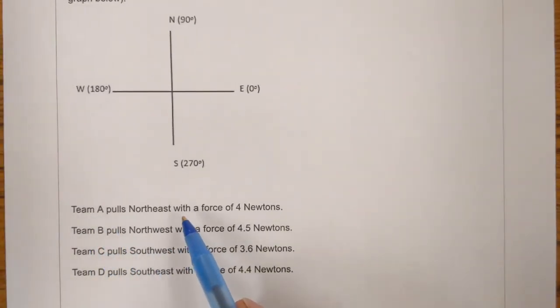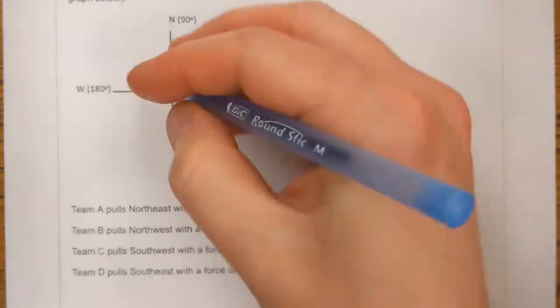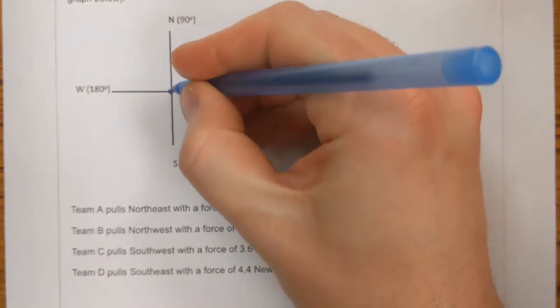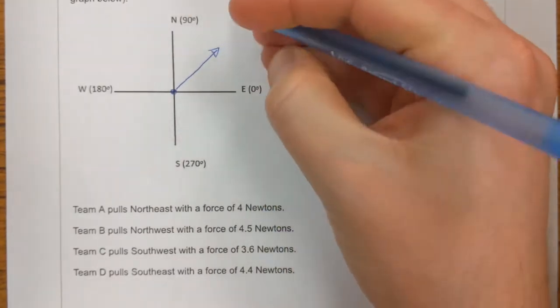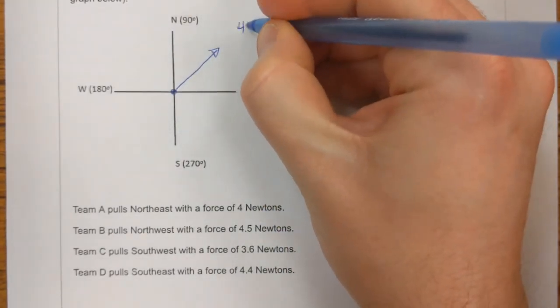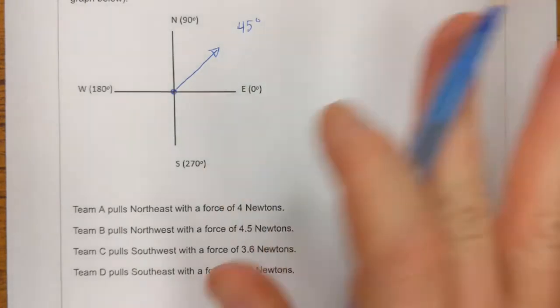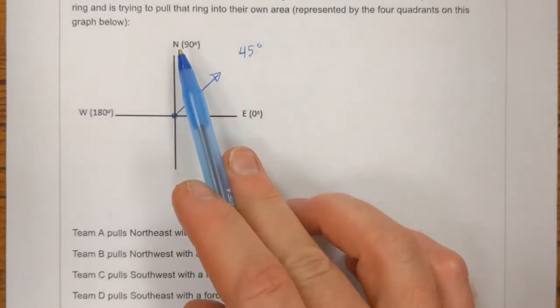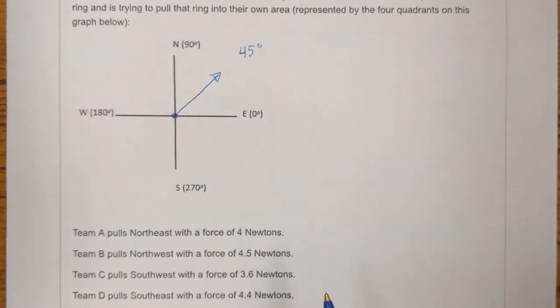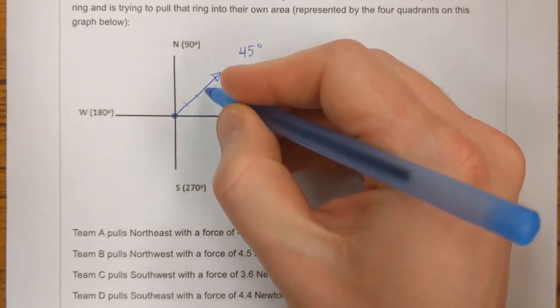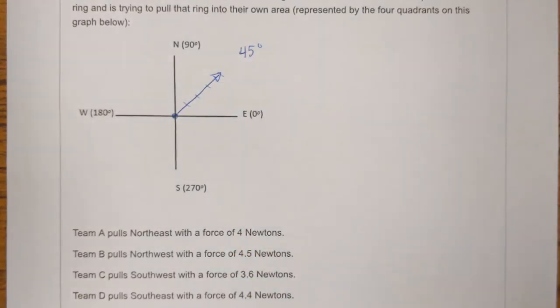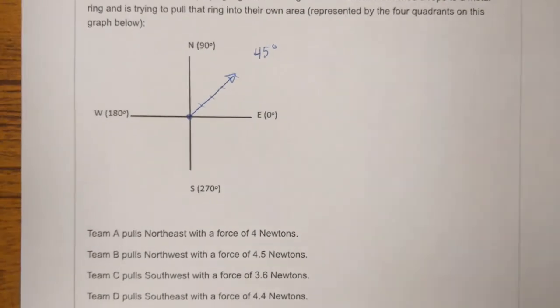Team A pulls northeast with a force of 4 newtons. Northeast, we're going to say, is straight out at 45 degrees. It doesn't really clarify, so we're going to say it's right in the middle of north and east, so that's 45 degrees. I tried to draw this with a length of 4. Obviously, it's not going to be perfect because there's no grid, but there we go. This is Team A.